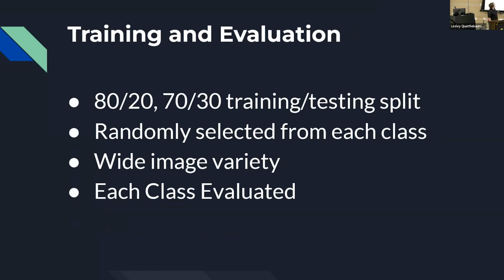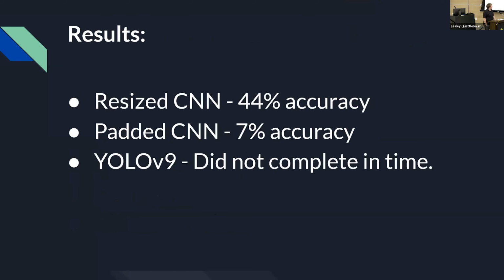Now, for training and evaluation, we tried an 80-20 and a 70-30 training testing split of images. So 80% of our entire data set was set aside for training and 20% for testing. And for the other convolutional network, it was 70%, 30% to speed it up a bit. They were randomly selected from each class to ensure every class was preserved in the training and testing data sets, and to give us a wide variety of images to train on. And then we made sure to evaluate on each class.